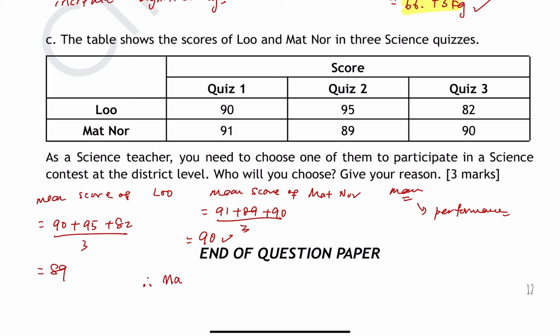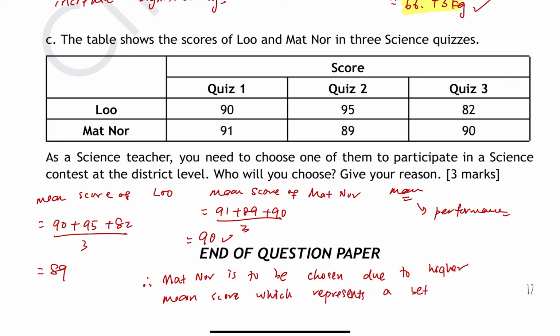So Magno is to be chosen due to higher mean score, which represents a better performance. Right, so this is basically your final question for your UASA Form 2 Set 2.